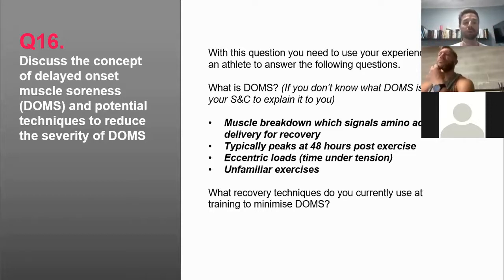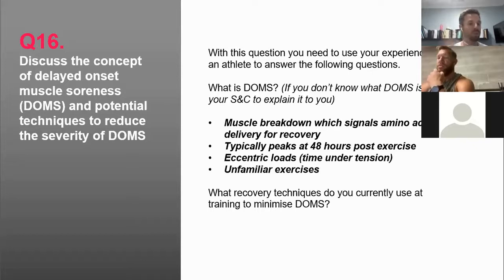Bodybuilders use eccentrics all the time. If you've done any sort of bodybuilding training before, it's all really slow eccentrics, really forceful concentrics. Because what bodybuilders want to do is break that muscle down as much as possible. Why? So it can grow back bigger. Hypertrophy training is all about time under tension.